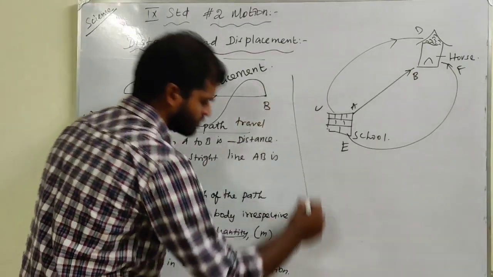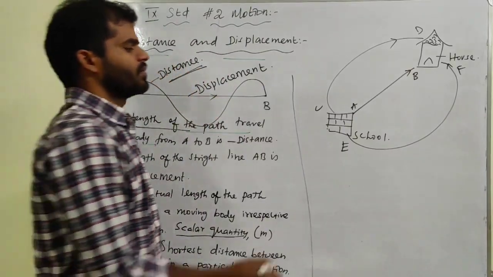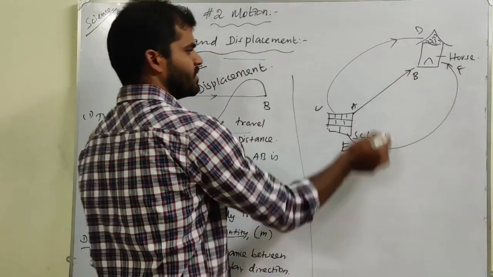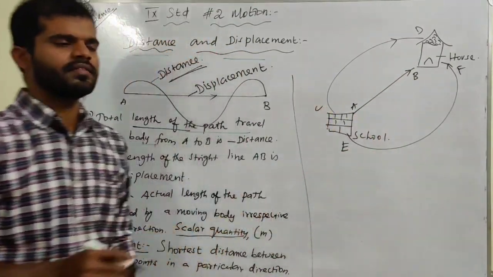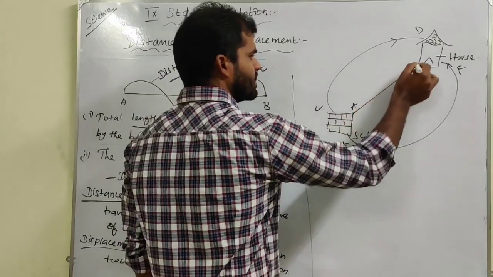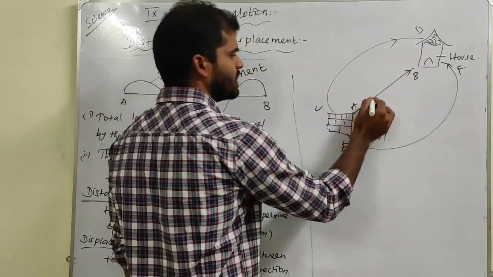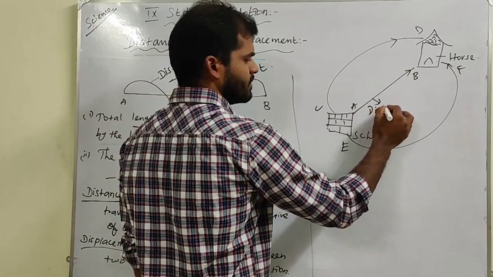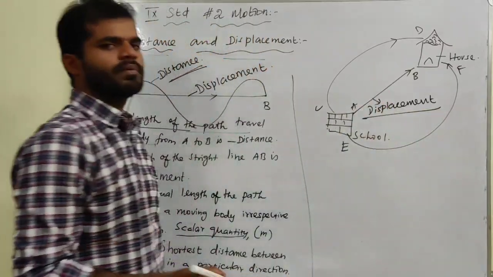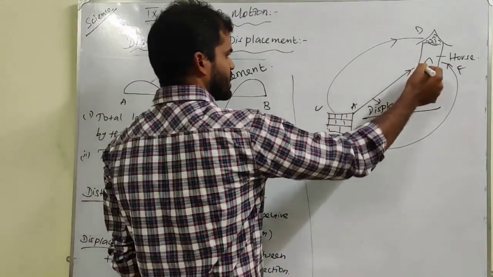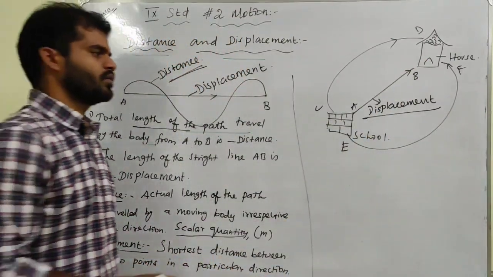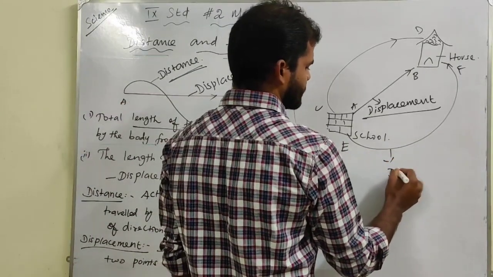Let's look at the diagram. I just start from school to house. There are 3 ways I can go, but which is called distance and which is called displacement? As you all think, AB is the shortest distance between A and B. So this is called displacement. It's called displacement because from point A to point B, the shortest distance in a particular direction we can move, that is called displacement. So the other 2 paths are called distance.